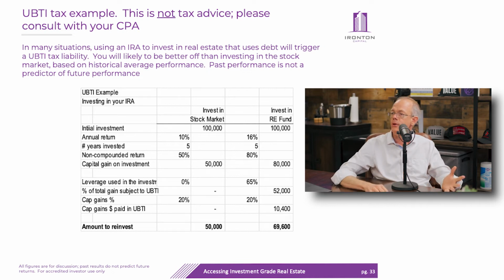Alternatively, we might put it into a real estate fund that returns 16% per year. So we'd make 80%, again without the compounding. With the stock market, there's no leverage involved, so there's zero UBTI tax. On the other hand, with the real estate fund, maybe it's 65% debt, 35% equity, so you're going to have about a $10,000 liability to pay to the IRS. Net, you still come out $19,000 ahead with the real estate investment versus the stock portfolio. I just want to make sure everyone knows about it so no one gets blindsided by the IRS.